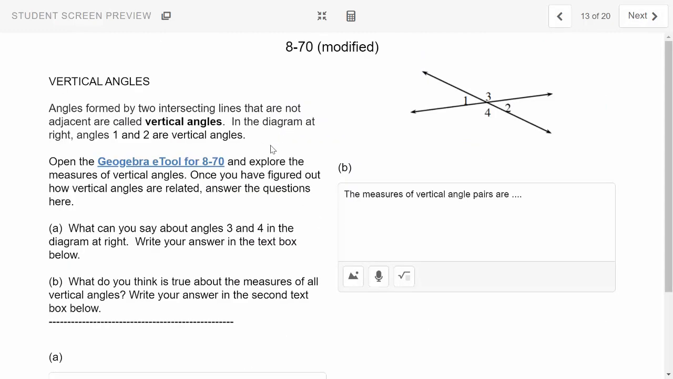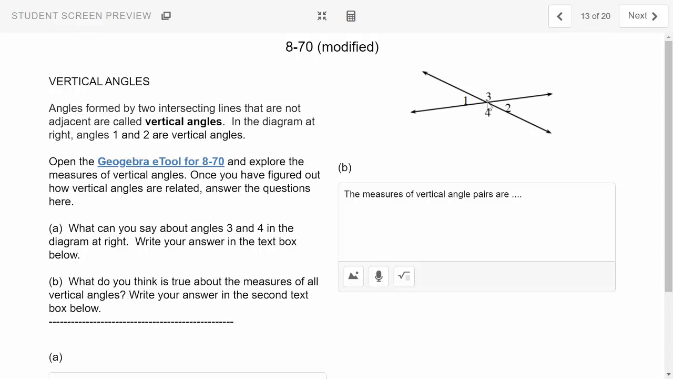And 12 we're going to do kind of quickly here together. So if you click on this E tool, vertical angles like angle 1 and angle 2, the ones that are across from each other, but they share a vertex only, and they come from two lines that intersect.